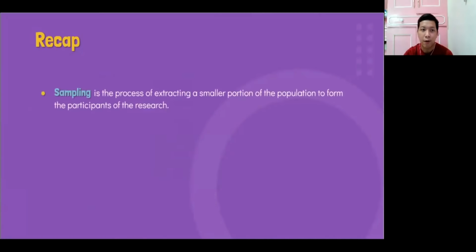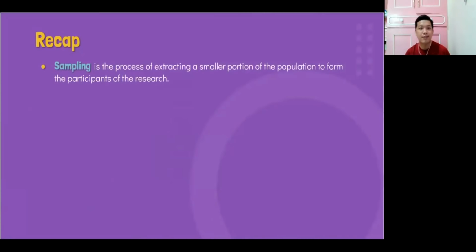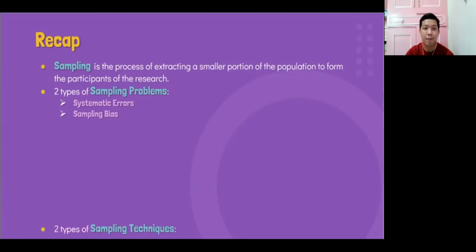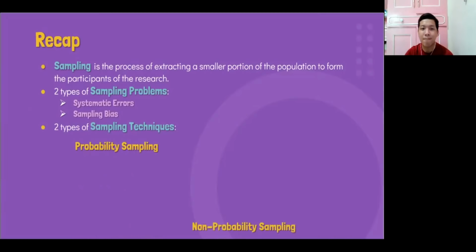Okay, so let's have a recap. Sampling is the process of extracting a smaller portion of the population to form the participants of the research. So remember that there are two types of sampling errors, which are the systematic errors and the sampling bias. And also we have the two types of sampling techniques. They are the probability sampling and the non-probability sampling.